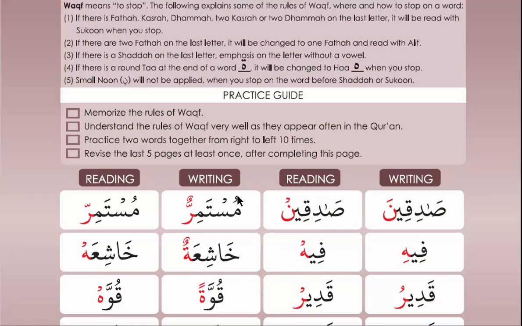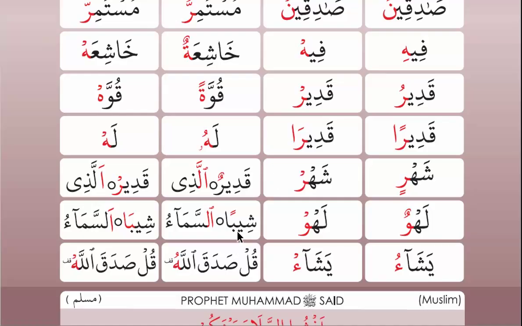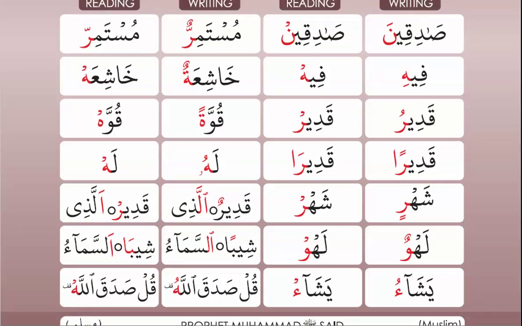And when you stop on the word before shadda or sukoon, the small noon will not be applied. What are we talking about here? Shiba as-sama'u munfatirun bih. Right? If we were to connect this or connect this, we'd have the small noon. Shibani as-sama qadirun alladhi. Okay? And there's other things that you should also be careful about. قُلْ صَدَقَ اللَّهُ. Right? Allah, the ha will become the only thing. That's sukoon.